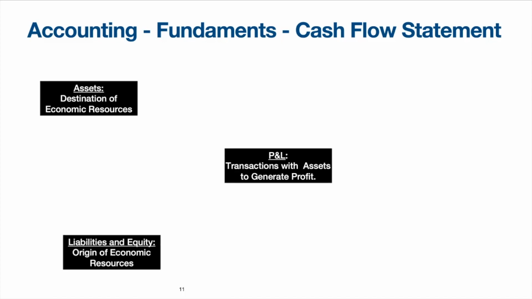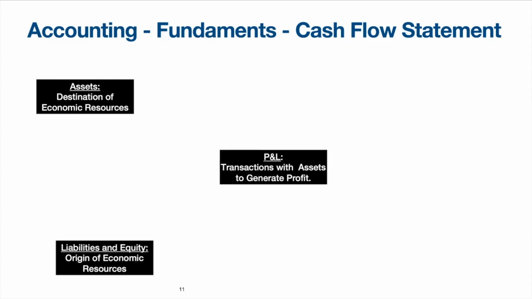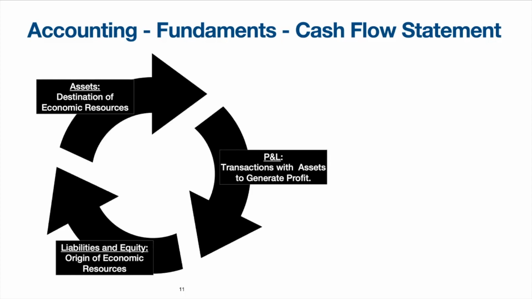These three areas are interacting among them. So we have liabilities and equity generating money for the company. And then this money is converted into assets. Those assets are used to generate profit. And then this is coming back again to our equity. All right? We discussed that on the last video.